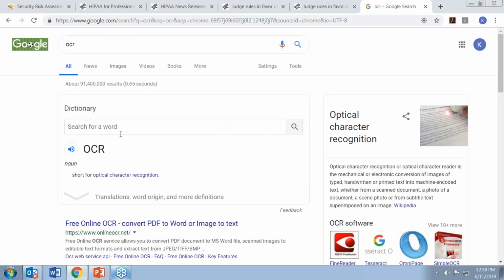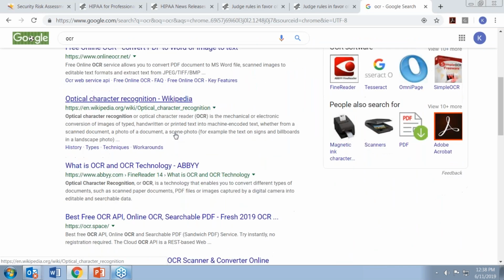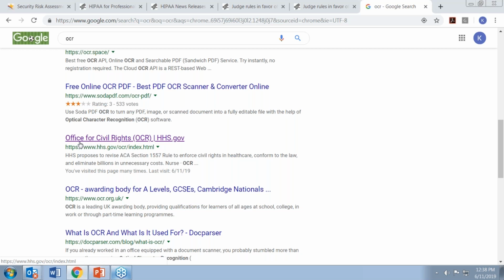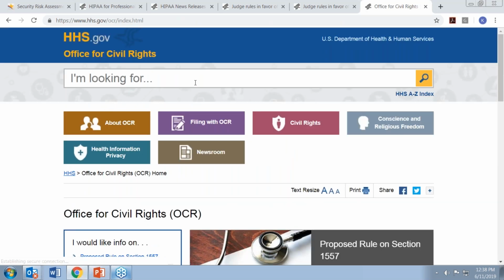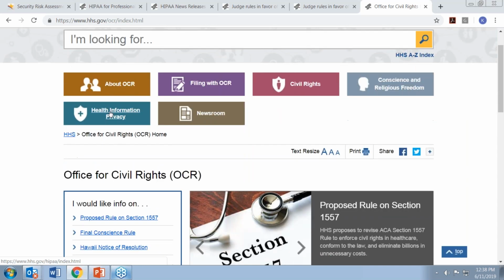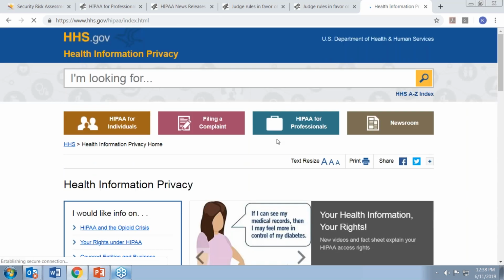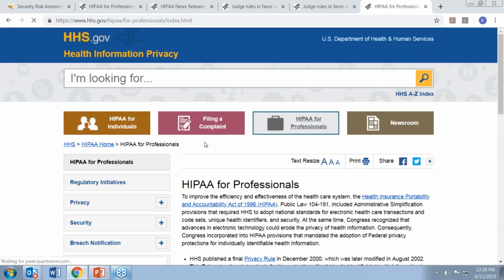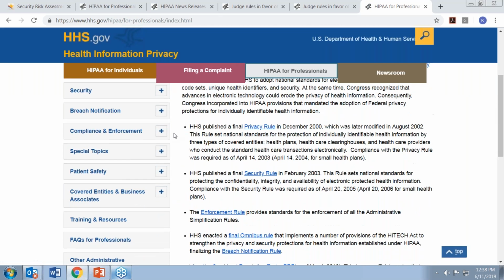We'll just search that in Google. Oh, look at that, it didn't come out. Here we go. You could also type in Office for Civil Rights, but here's the Office for Civil Rights page, okay? We go to Health Information Privacy. HIPAA for professionals is how I got here, okay?